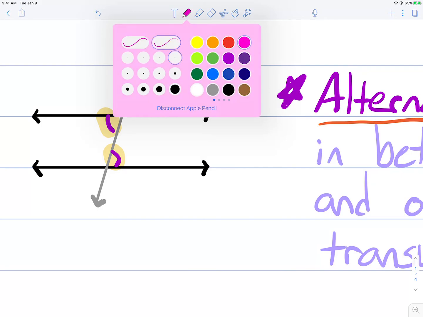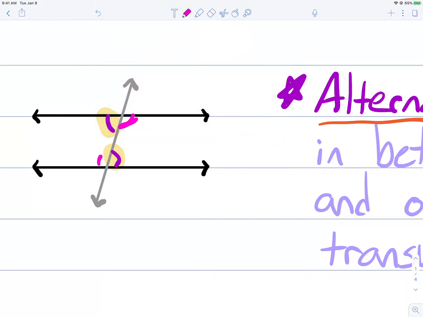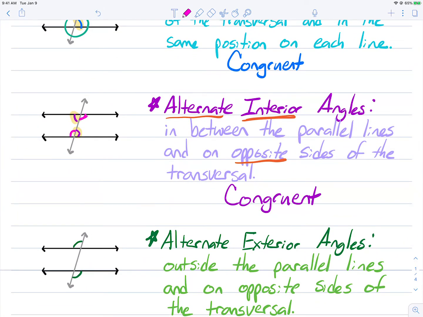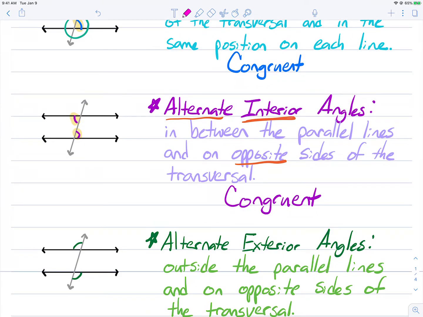And these two would also be alternate interior angles. They're on the inside of the parallel lines on opposite sides of the transversal. Now the thing about alternate interior angles is they are also congruent, same exact size.